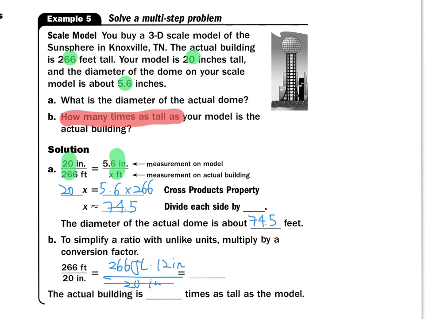And now you end up, I didn't write this right. To do it carefully, really what you're doing is multiplying by 12 inches over 1 foot. Really, you're still just multiplying by 1. But that's how you're converting the units from feet to inches, and that way you get to cancel all the units. You use your calculator, you should come up with the answer. On my calculator, it says it's 159.6. So the actual building is 159.6 times as tall as the model.